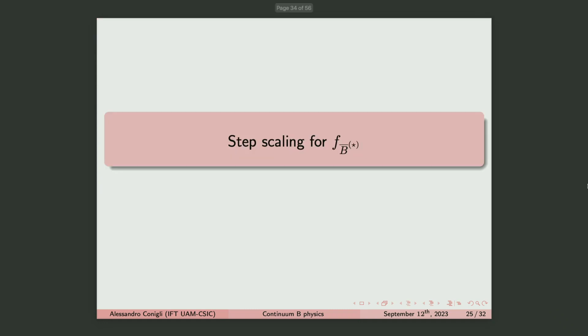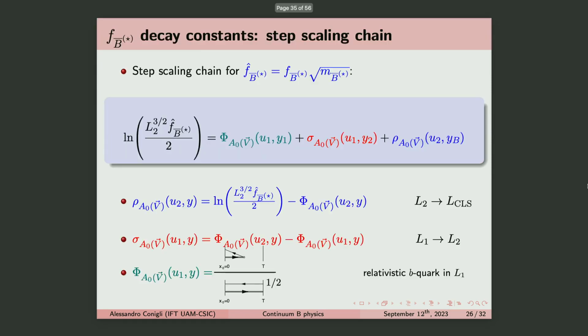Okay, we can now move to the final topic, which is the step scaling function for the f_B* decay constant. So again, let me show you the master equation. We have the large volume decay constant extracted from the finite volume one plus the contribution of the step scaling function to jump up in volume. And these are the definitions of the step scaling function that we introduced previously.